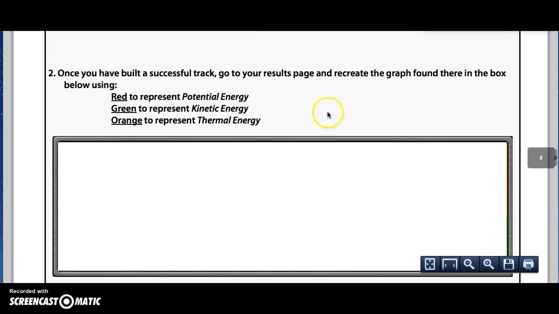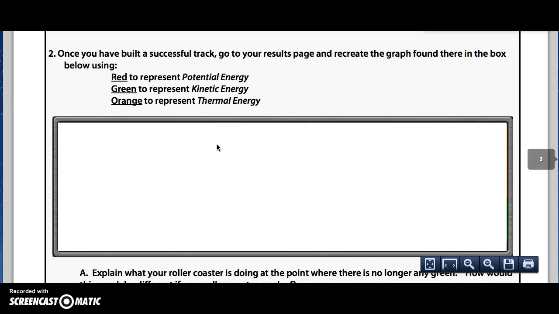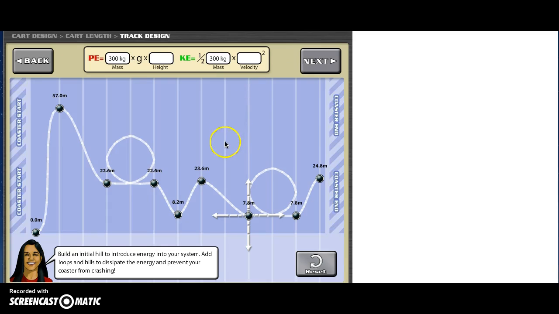Finally, you get to go back to your roller coaster, and hopefully you were able to create a successful roller coaster, but if not, you can try again to get one that works. You need one that works. Once you have one that works, you're going to record some data. So let me click on my working roller coaster somewhere. There it is. Here's my track.